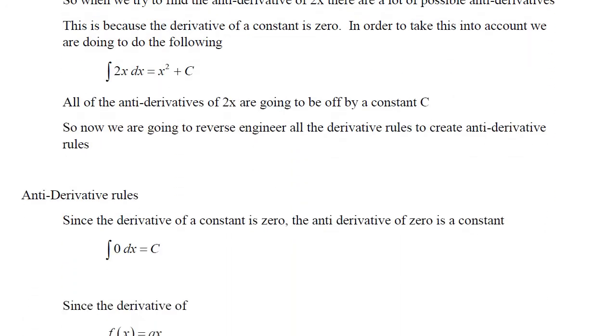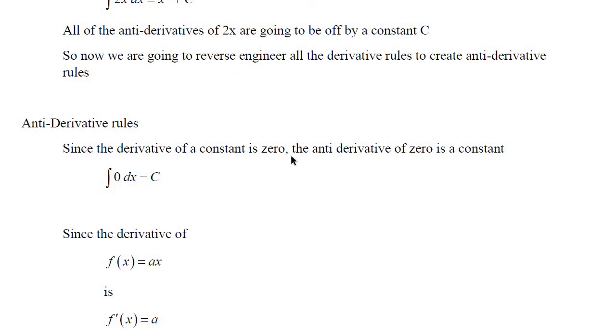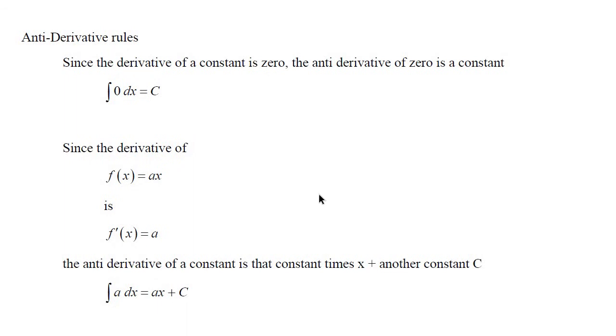So let's take a look at some antiderivative rules. Since the derivative of a constant is 0, the antiderivative of 0 is going to give us a constant. Since the derivative of a times x gives me the coefficient a, that means the antiderivative of a constant a is going to be a times x plus some constant.